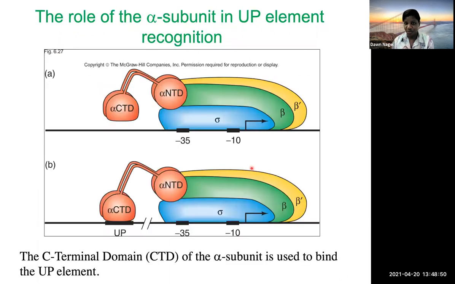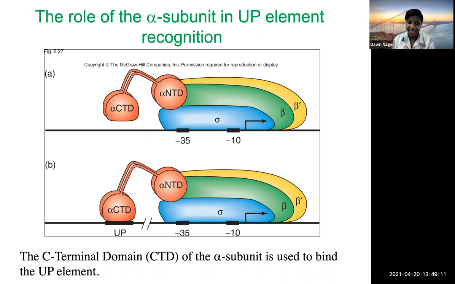And because it's part of that entire polymerase, you have your sigma factor bound to the -35 and -10, then beta, beta prime, and your 2 alpha subunits. They are able to bind to that UP element. You notice schematically how the distance is important, right?